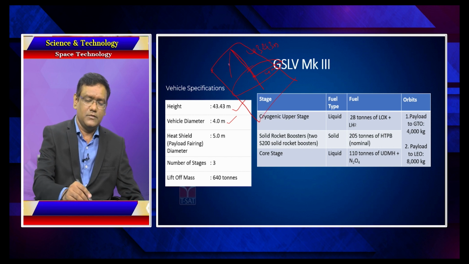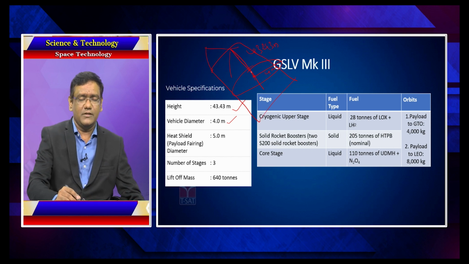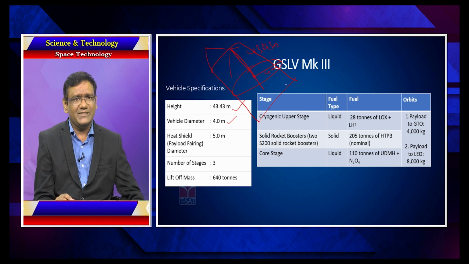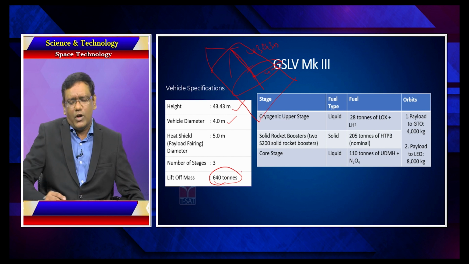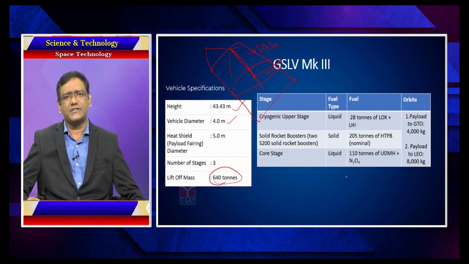So you can actually see this is a satellite launch vehicle, which has a 4 meter diameter, and then there is another one, the heat shield, which is of 5 meter diameter. That's the payload fairing. Okay, and this has 3 stages. So what is the lift off mass? Lift off mass is 640 tons. So what are those 3 stages?